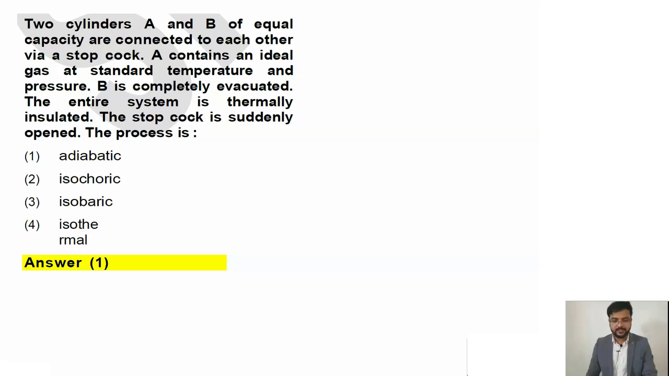The process is okay. So here, if I draw the diagram for you, it will be like that. This is the A container, and this is the B container. So what is happening after then? Connected to each other via stopcock. Okay, here is one stopper also, like that. Inside this is some gas and here is also some gas. So they contain ideal gas at standard temperature and pressure.